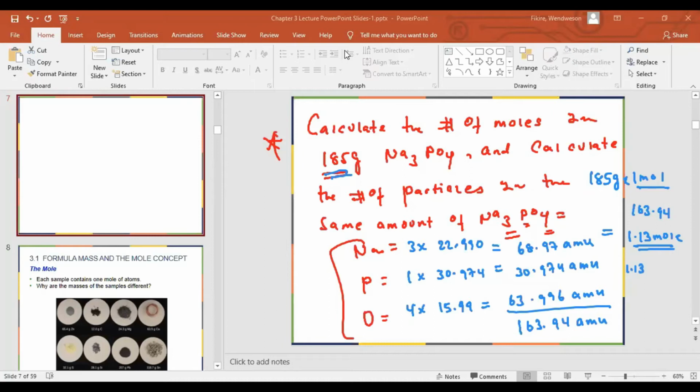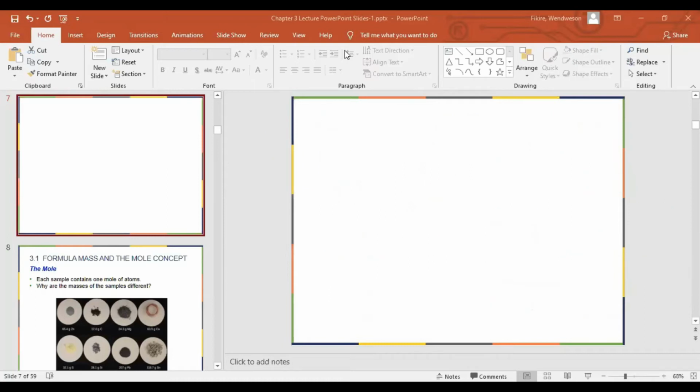Okay, I need more space here. So 1.13 times 6.02 times 10 to the power of 23. We multiply that, that's right. So that gives us, go ahead. Okay, one second. Let me put it in my calculator real quick. 6.79 times 10 to the 23rd.